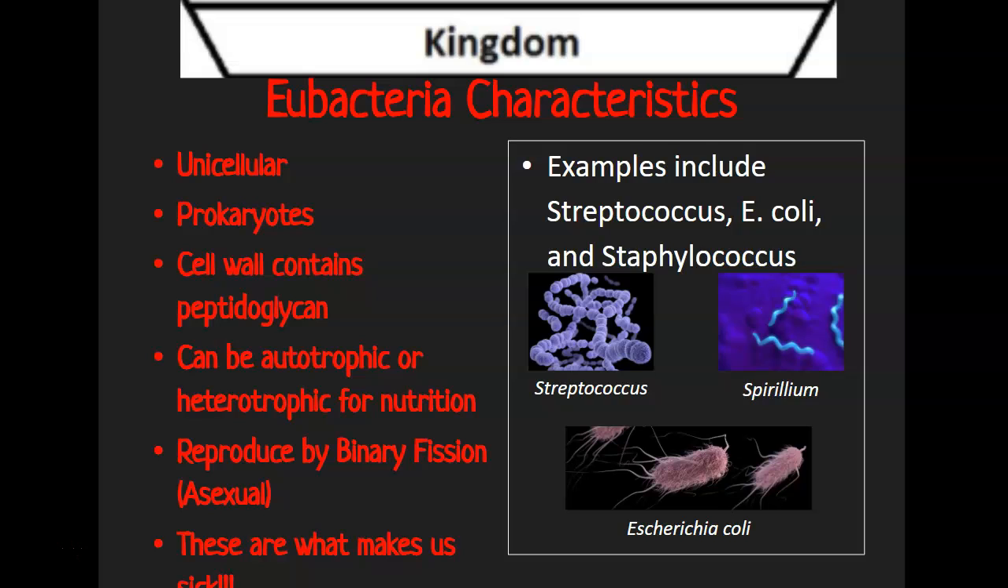So when we did the wanted posters, these are examples of eubacteria. So Streptococcus, E. coli, and Staphylococcus. So that would be strep throat, E. coli, that usually happens if you don't wash your vegetables very well, and the last one is going to be staph, so a staph infection.